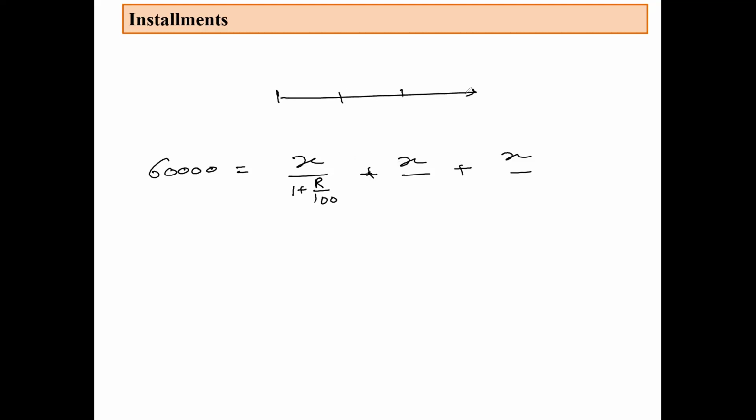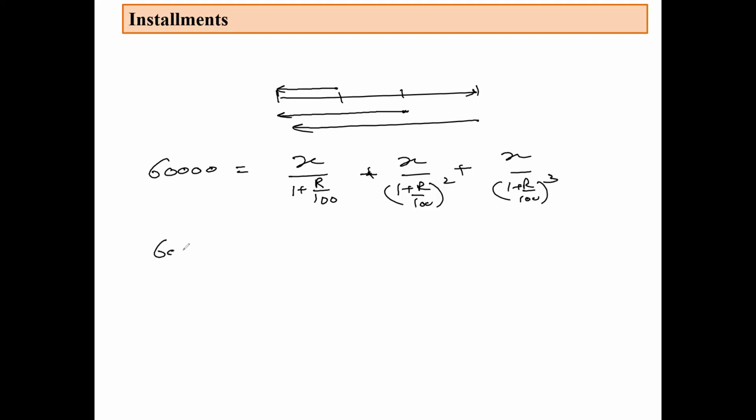The payment that is done after 2 years, because I'm taking this back 1 year, I divide by 1 plus r upon 100. The payment after the second year will have a present value of x upon 1 plus r upon 100 raised to power 2. Payment after the third year will have a present value of x upon 1 plus r upon 100 raised to power 3. Since r is 10, the formula that we'll get is 60,000 is equal to x upon 1.1 plus x upon 1.1 squared plus x upon 1.1 cube. Again, this formula and the two previous ones that we wrote can be rearranged to give you the same expression.